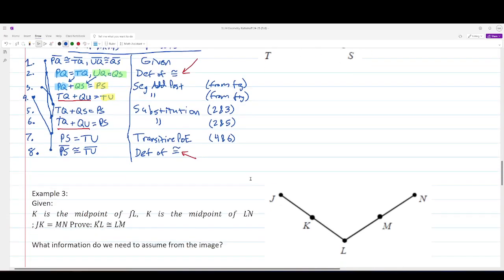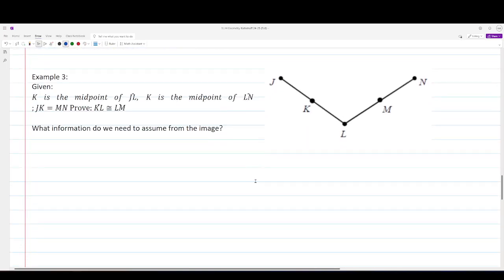Okay, that's example 2. Example 3. Example 3, we're going to need to fix because this is a typo. So this says K is the midpoint. It should say M is the midpoint of LN. So K is the midpoint of JL, M is the midpoint of LN, JK equals MN, and we need to prove this.